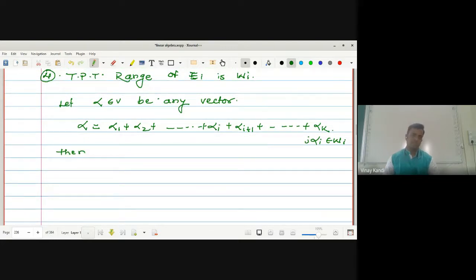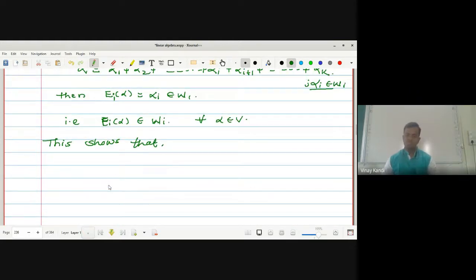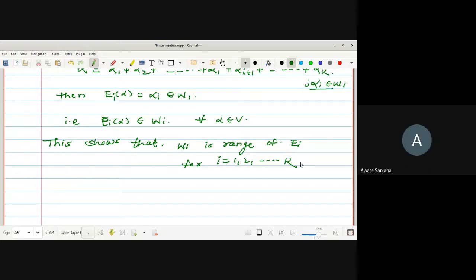Okay, then what is Ei of alpha? It is alpha_i, and this alpha_i belongs to Wi. So Ei of alpha belongs to Wi for all alpha belonging to V. This shows that Wi is the range of Ei, for i equal to 1, 2, up to k. Okay, any doubt up to here? No, sir.